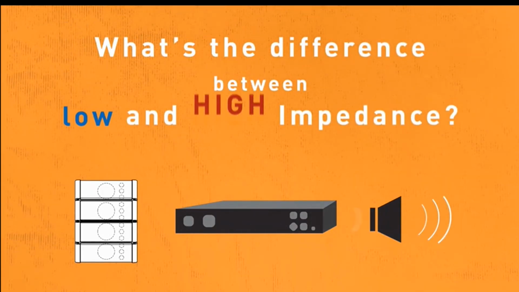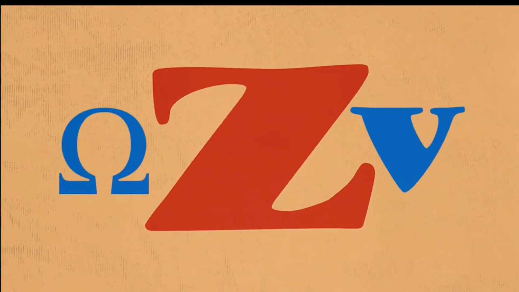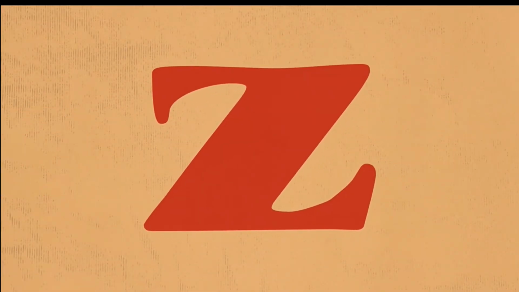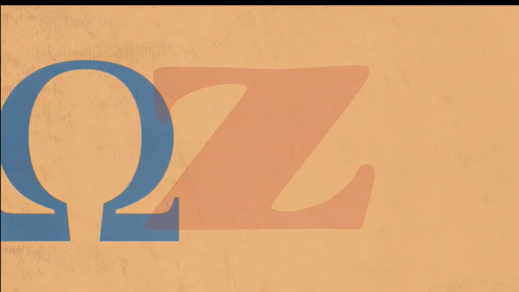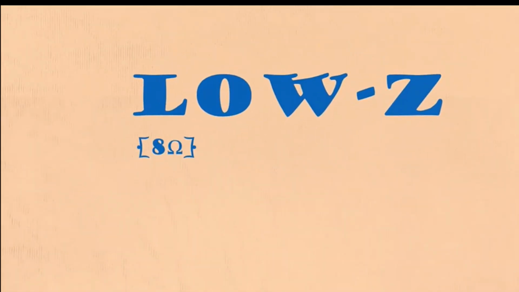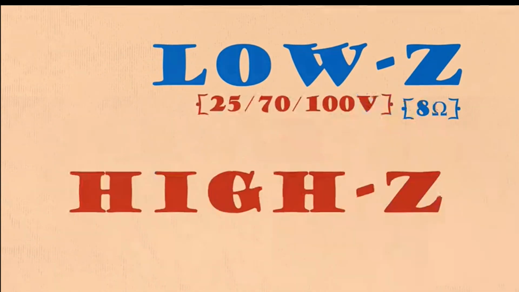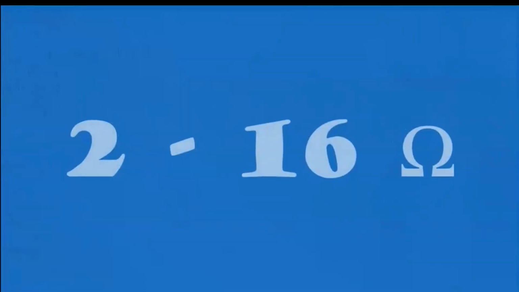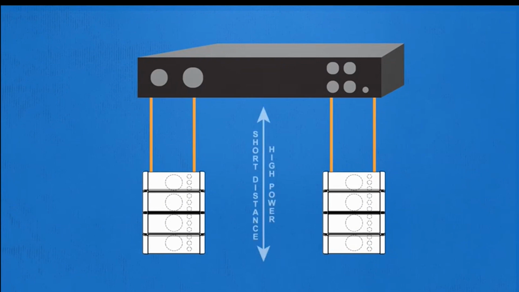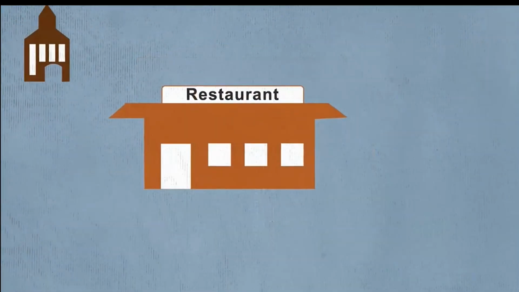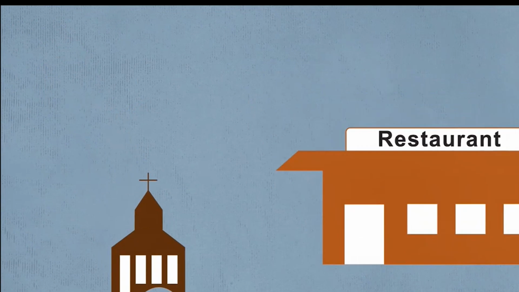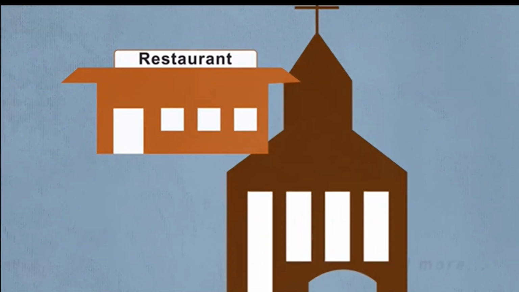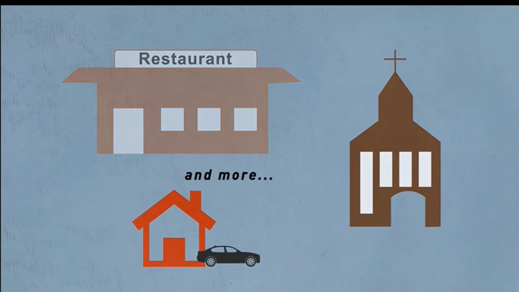What's the difference between low and high impedance? Impedance is the resistance to a flow of alternating current. Represented by the symbol Z, it is measured in units called ohms. Speakers are either low impedance or high impedance, and both have a specific job to perform. Low impedance is in a range of approximately 2 to 16 ohms and is often referred to as 8 ohms. Low impedance is ideal for high-performance applications, high-powered speakers, and short cable runs. Low-impedance sound systems are often found in nightclubs, restaurants, and patios, houses of worship, or your home or car stereo.